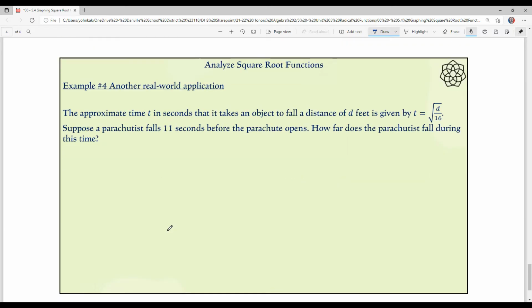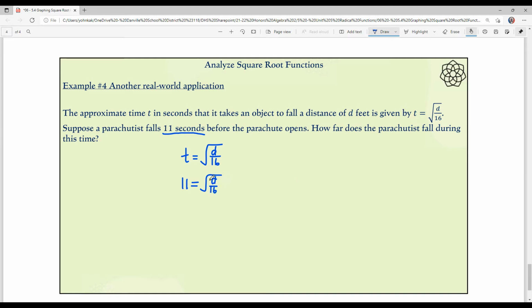Okay, let's take a look at another word problem. The approximate time t in seconds it takes an object to fall a distance of d feet is given by t equals the square root of d over 16. Suppose a parachutist falls 11 seconds before the parachute opens. How far does the parachutist fall during this time? Well, 11 seconds is a time. T is a time. So I'm going to put 11 in for t.